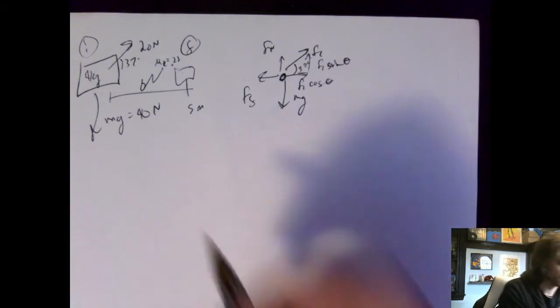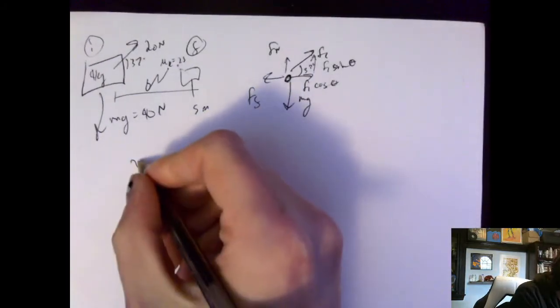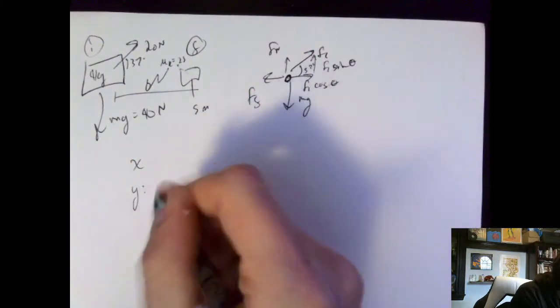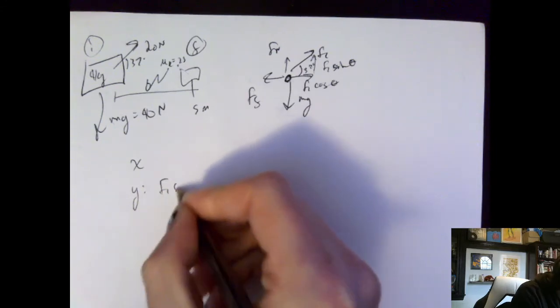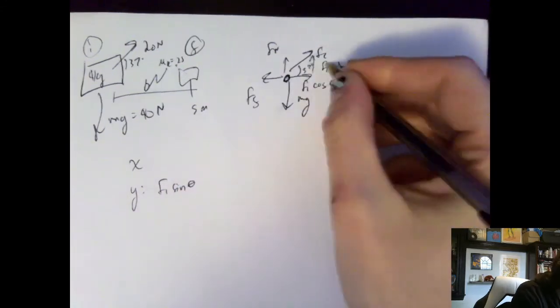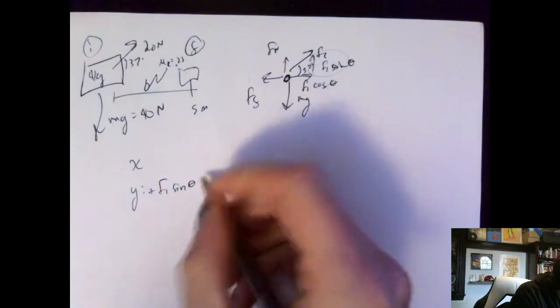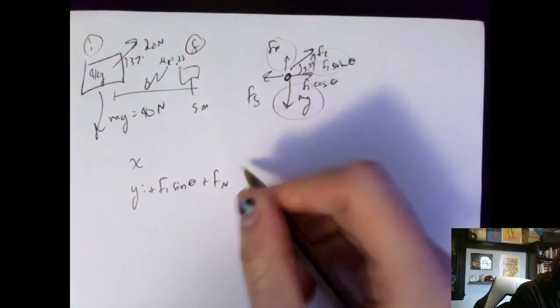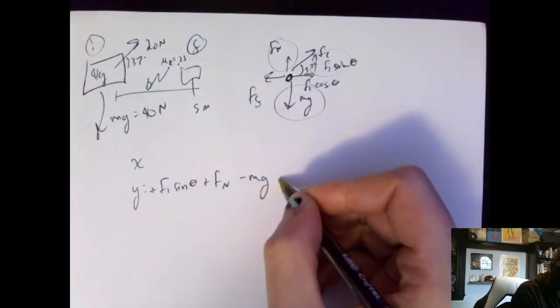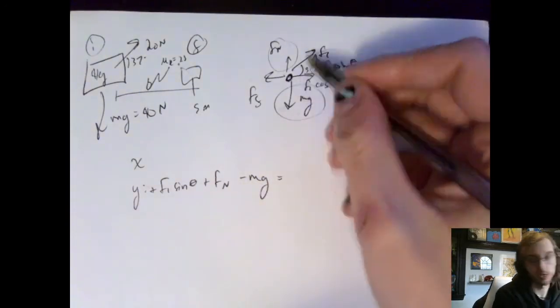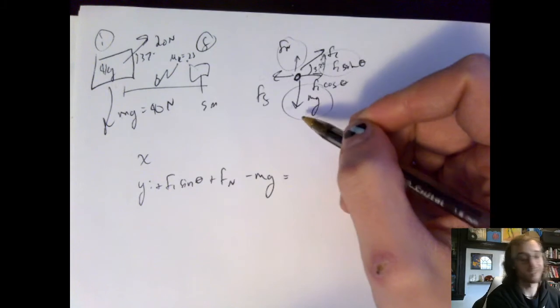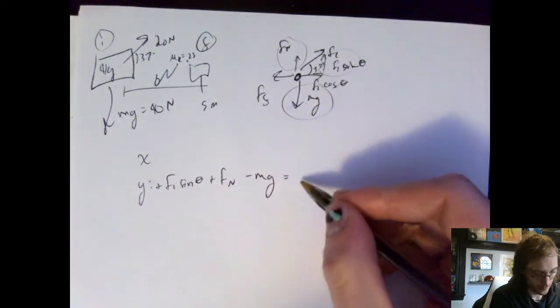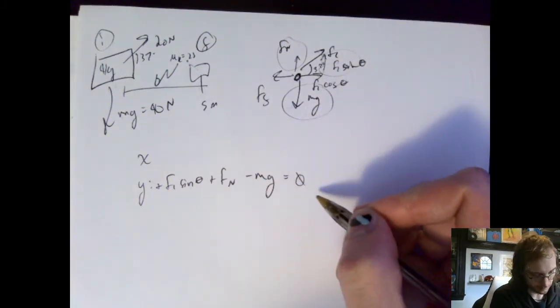So, thinking about our different forces, we'll have our x direction, we'll have our y direction. For our y direction, we'll have F1 sine theta from this force going up, positive because it's up, normal force going up, positive because it's up, and gravity going down, negative because it's going down. Because these directions need to all balance out, because the thing is neither accelerating up nor down, that means that our net force will be 0.